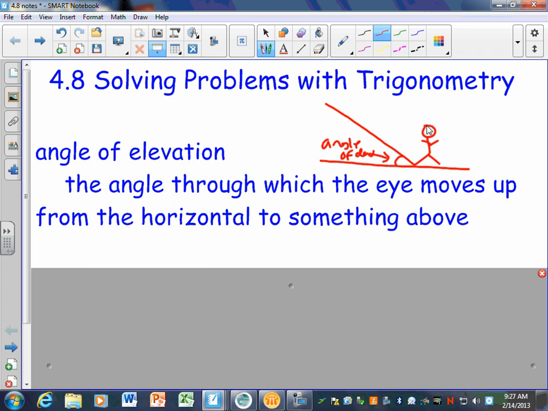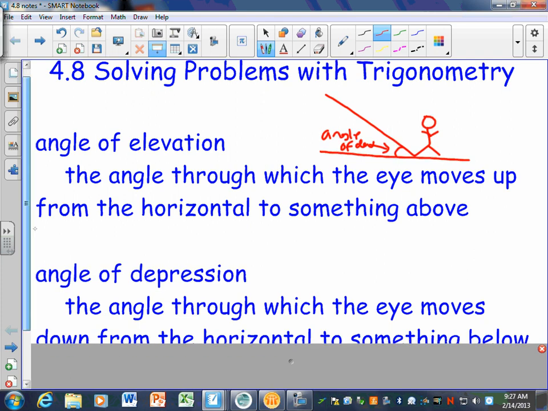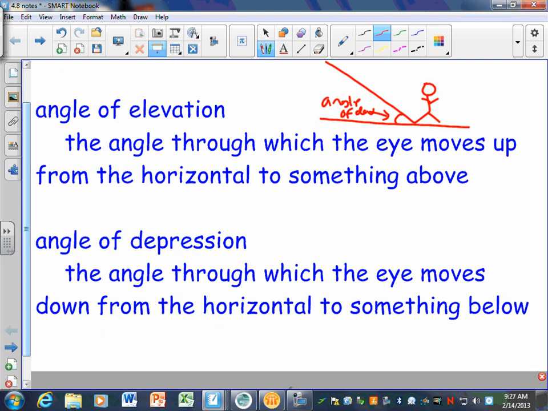So far, in the first half of chapter 4, this was the only type of problem that we saw, angles of elevation. But today you're going to see also the opposite of this, which is an angle of depression. And the angle of depression comes from if you're looking down at something. So if you're standing at the top of a tower, or on the top of a mountain, I think we have some today standing in a lighthouse looking down. And so the angle of depression is the angle from which the eye moves down from the horizontal.